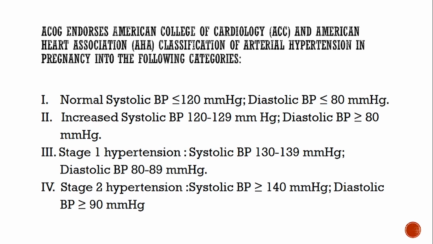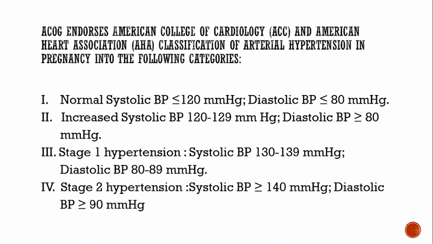Classifications of hypertension, so many classifications have been noted. However, the one that is endorsed by the American College of Cardiology and the American Heart Association has classified hypertension to be either class 1, 2, 3, or 4, where class 4 is staged as stage 2 hypertension, where systolic is more than or equal to 140 millimeters of mercury and diastolic is greater or equal to 90 millimeters of mercury.